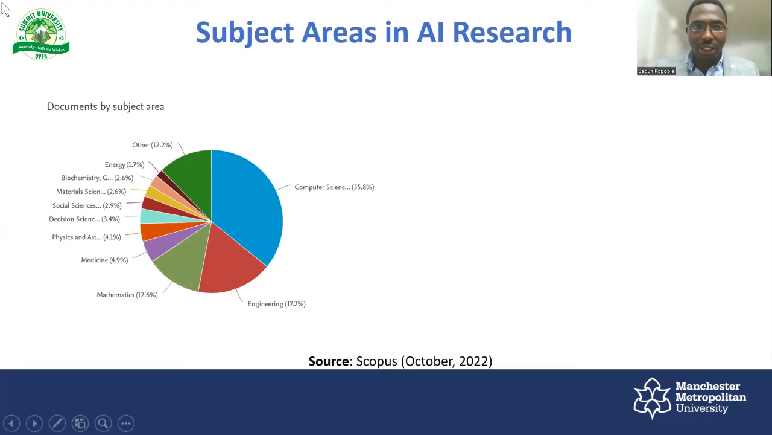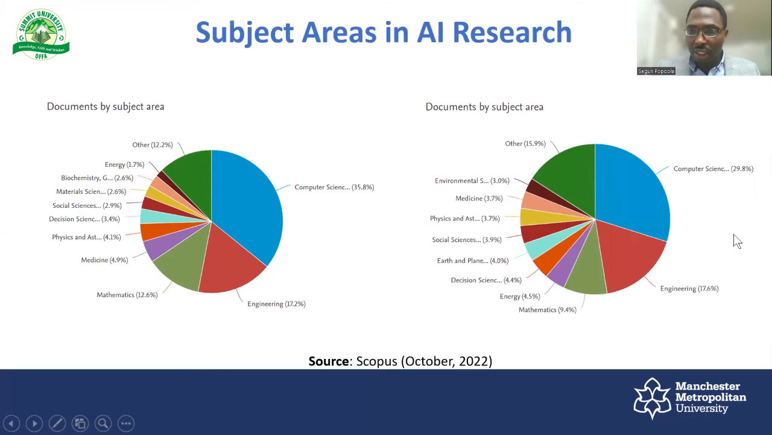So let's look at the subject area in AI research in Nigeria. I think it's almost the same. After computer science, we have engineering, we have other areas, mathematics, energy, and so on and so forth. So this is to show that AI research is actually multidisciplinary. It accommodates every discipline. And this is not that people will use it. People are already using AI, applying AI in different fields of study.